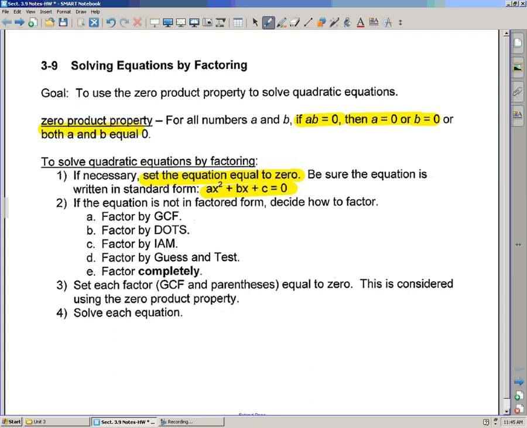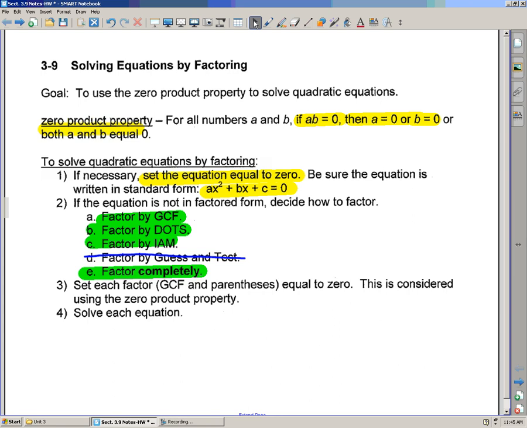You have to be able to factor it. So if you don't have the highest exponent written first, then it's not going to work. Once you are in standard form, figure out how to factor. Now, for us, we've only actually done 4 of these, or really 5: factor by GCF, by DOTS, by IM, or factor completely. We did not do the guess and test. We'll probably do that later.